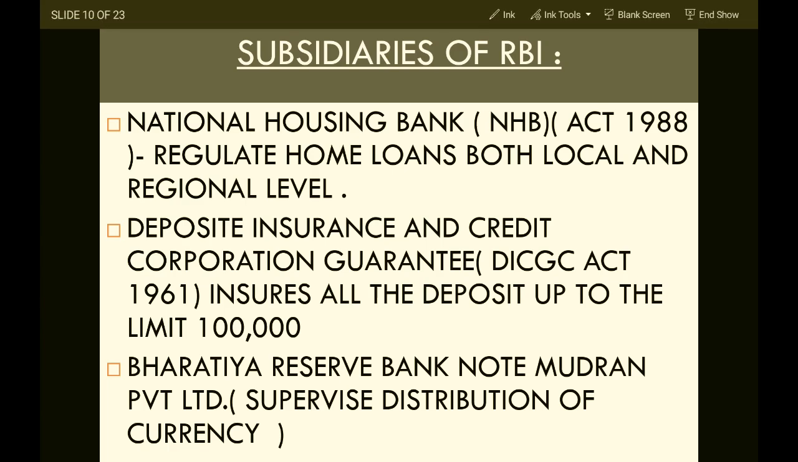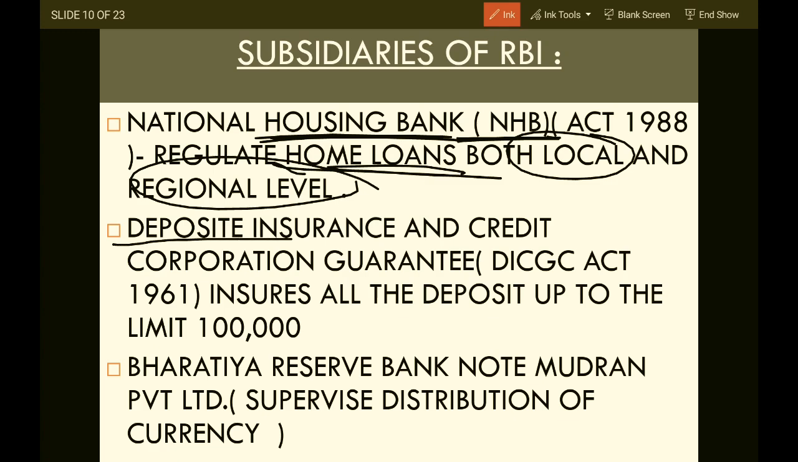Now subsidiaries of Reserve Bank of India, very important. See, National Housing Bank, NHB. Housing bank refers to home loans, the bank responsible for granting loans related to homes, both at local and regional level. Deposit Insurance and Credit Guarantee Corporation, DICGC Act in 1961, ensures all the deposits. This bank is responsible for handling deposits, and the limit is 1 lakh rupees.